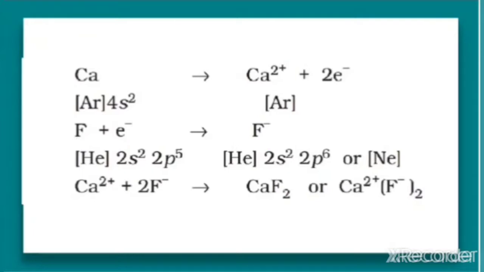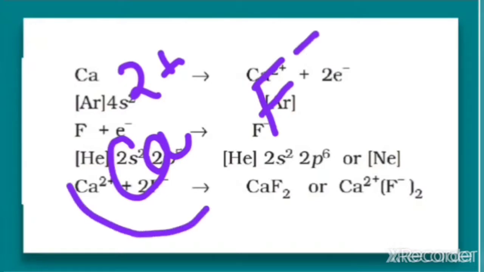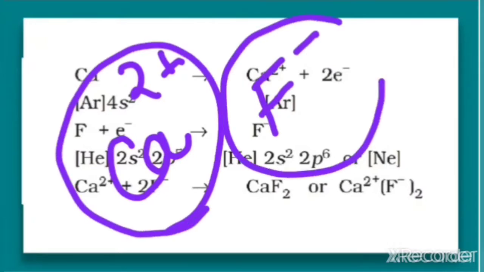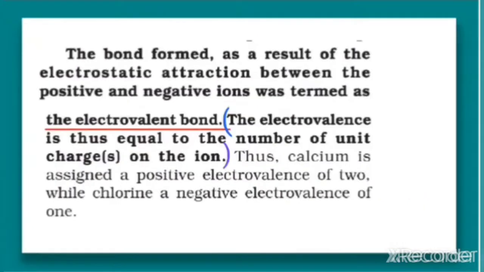So what is formed here? The two ions formed are the calcium ion Ca2+ and F negative. One has a positive charge, the other a negative charge. So definitely there will be a force of attraction between them, that is the electrostatic force of attraction. So we can say that the bond formed as a result of electrostatic attraction between the positive and negative ions is termed as electrovalent bond.